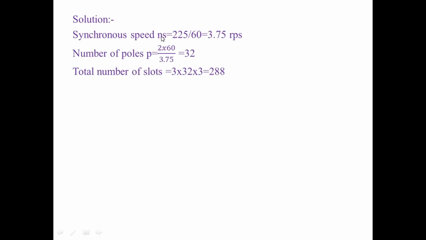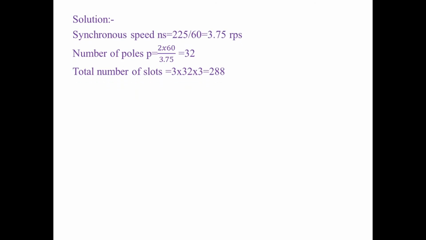First you need to calculate the synchronous speed, that is ns. The speed is given by 225 rpm, in terms of rotations per minute. If you divide by 60, you will be getting 3.75 rps. Number of poles is 2f by ns. So 2 into 60, that is the supply frequency, divided by ns as 3.75. So that is 32, the number of poles.